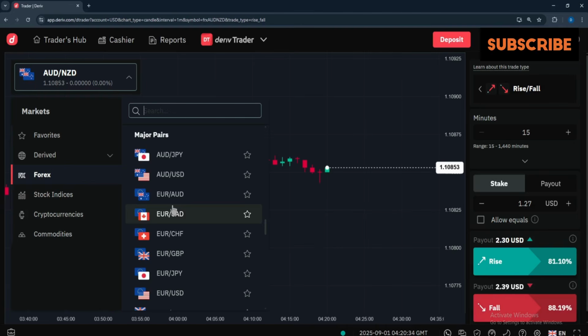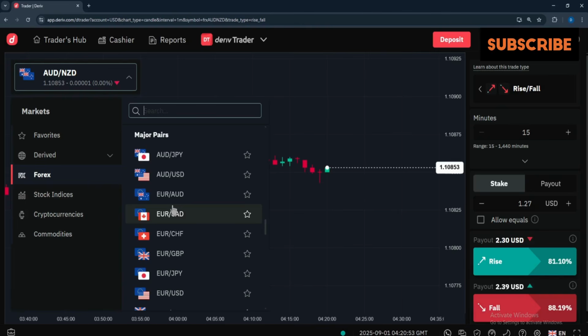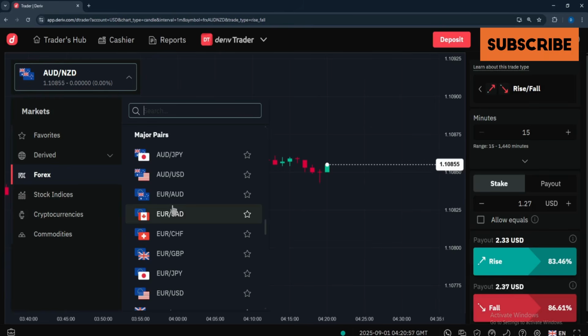Now we have the London session, between 8 a.m. to 12 p.m. Greenwich Mean Time. During this session, we have strong liquidity and good moves for EUR and GBP pairs, that is, euro and British pound pairs. That is during the London session.